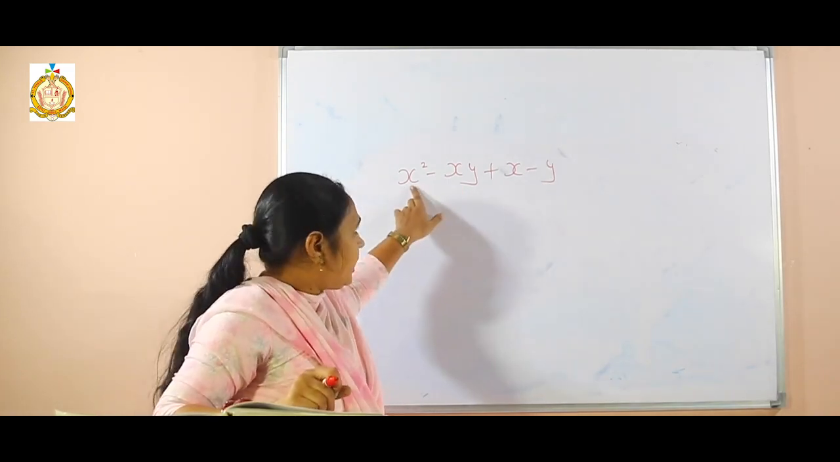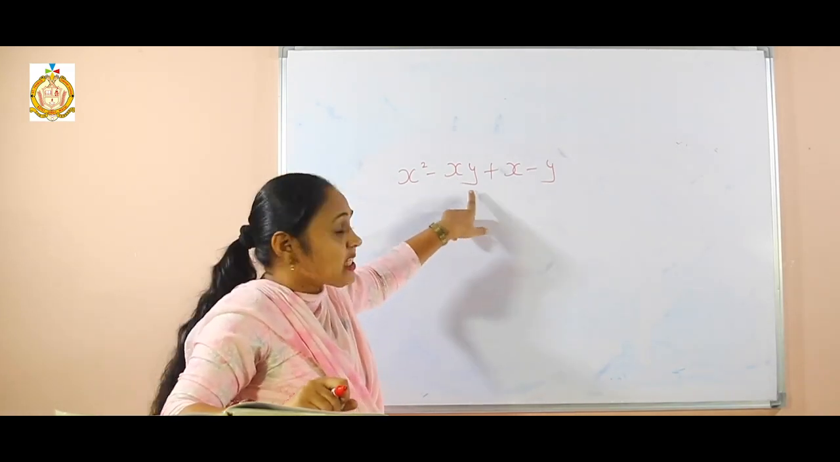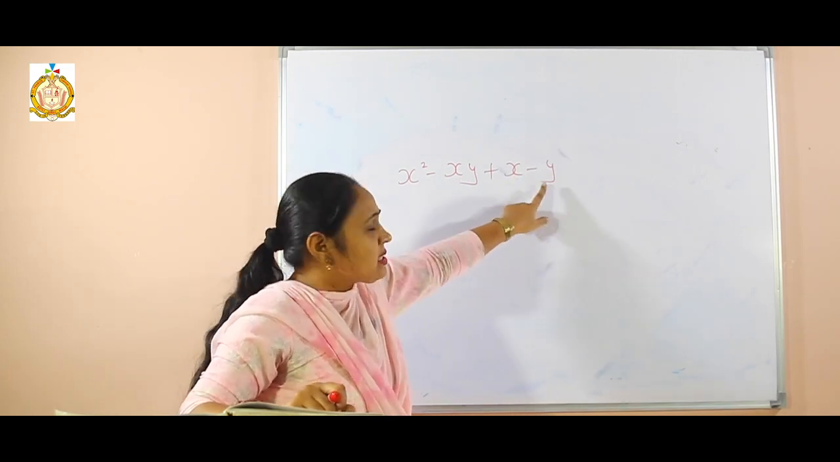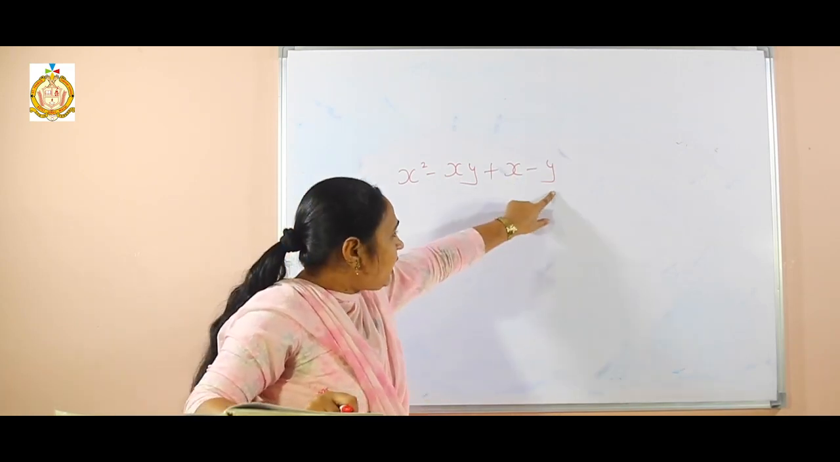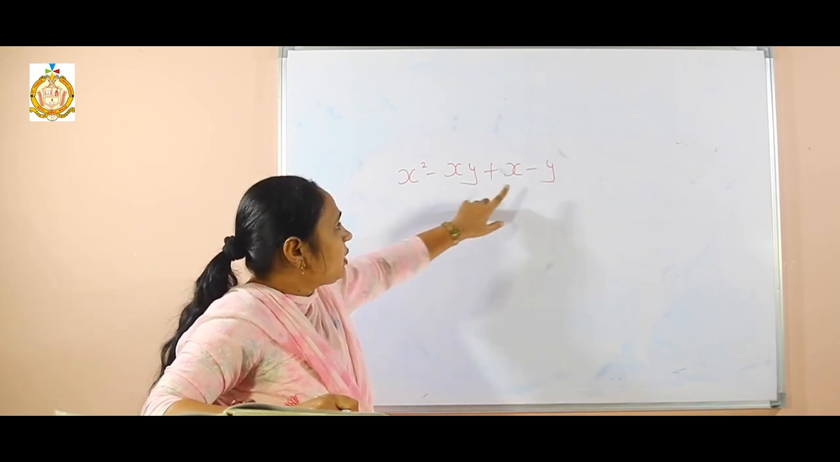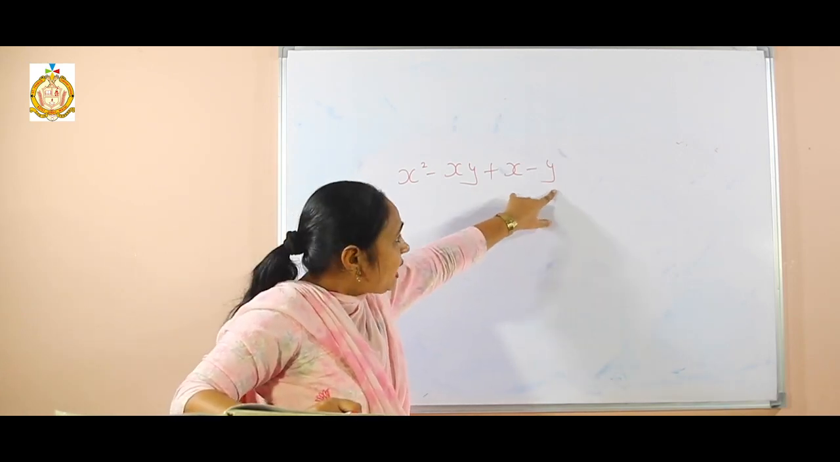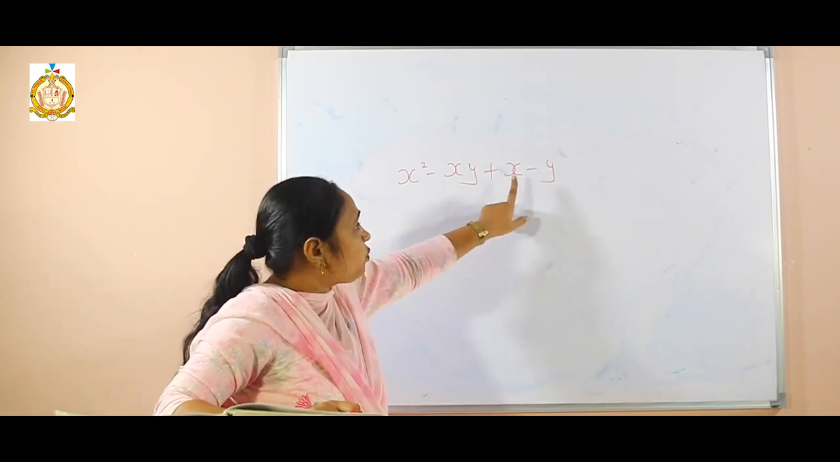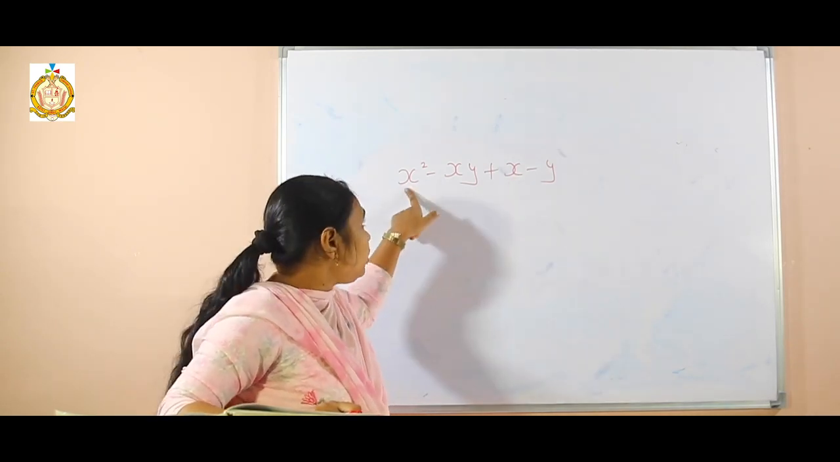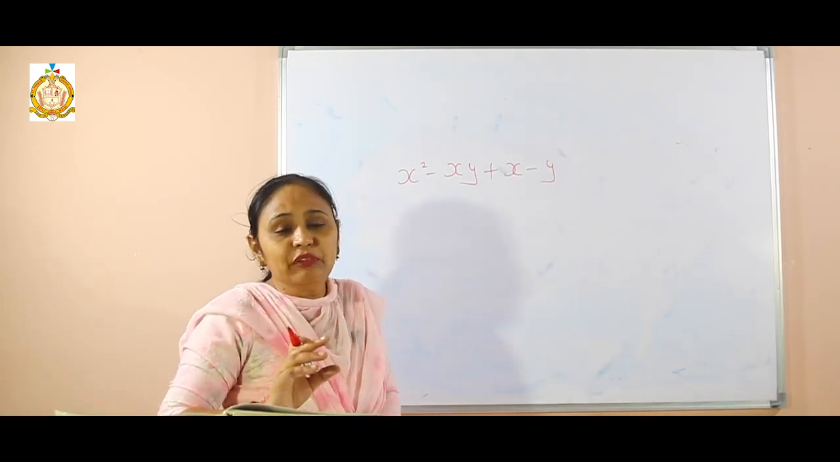See, there is x present, there is xy present, there is only x, there is only y. We can't take x from the whole values because x is not present everywhere. We can't take y from the whole values because y is not present there. Now what to do? We will do the grouping.